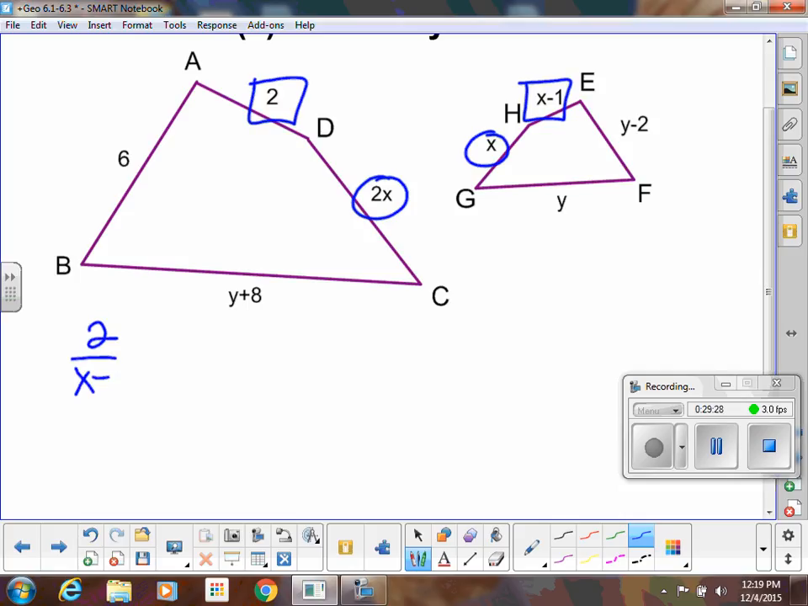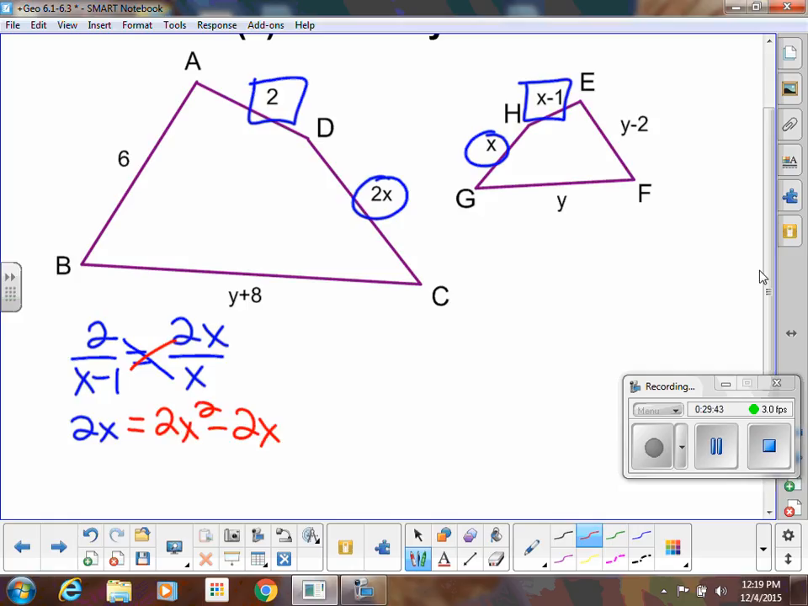2 over X minus 1 is equal to 2X over X. All right, so if I cross multiply, 2X on that diagonal, and then on this diagonal I have to distribute. So I'm going to have a 2X squared minus 2X. So I did 2X times X minus 1.